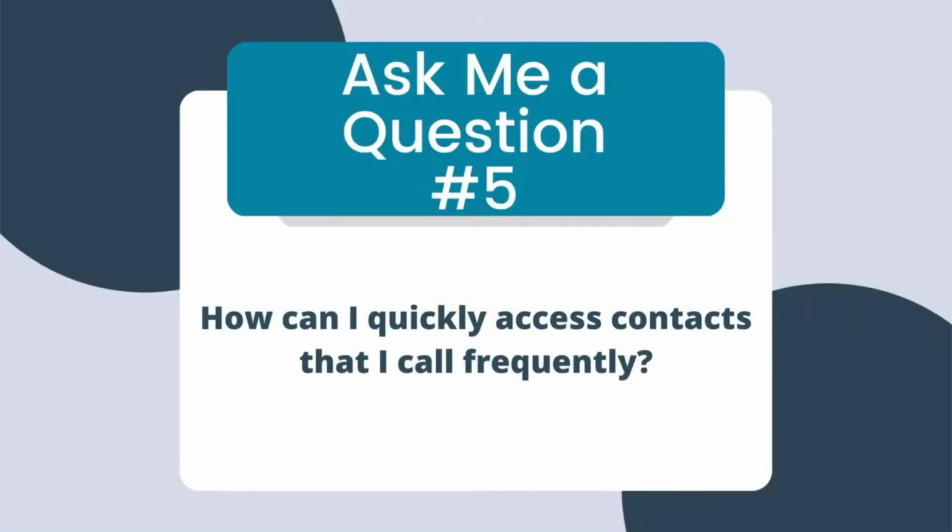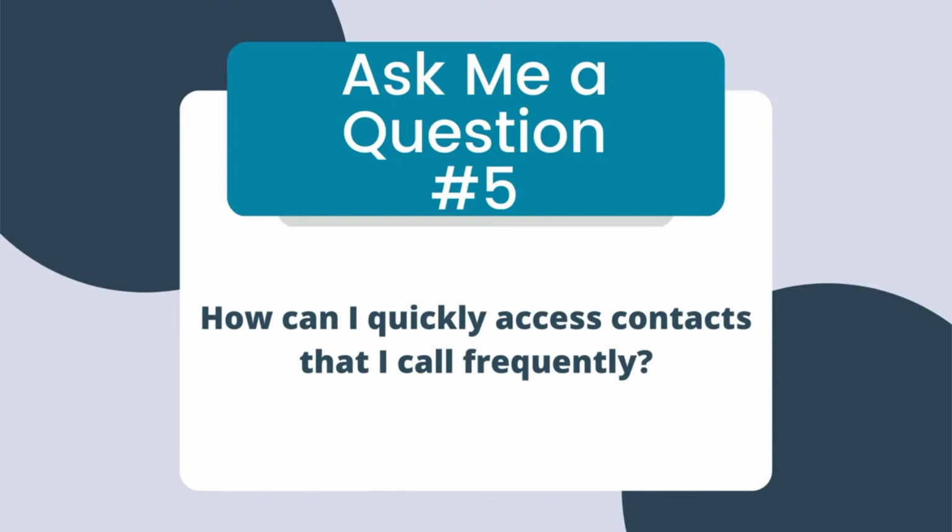So if you feel like you need a screen protector, you can buy them on Amazon. They're not that expensive, and they may just protect your device. All right, question number 5. How can I quickly access contacts that I call frequently?